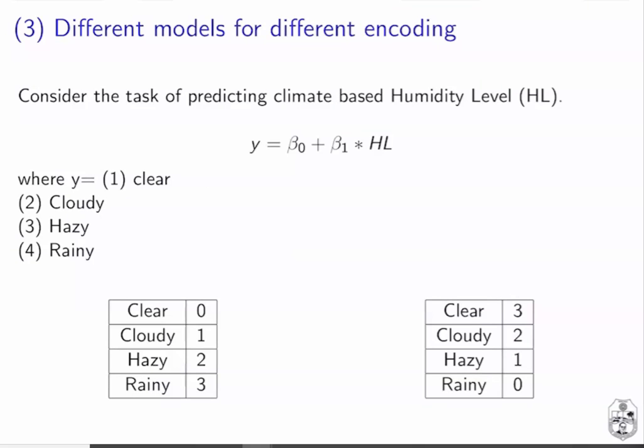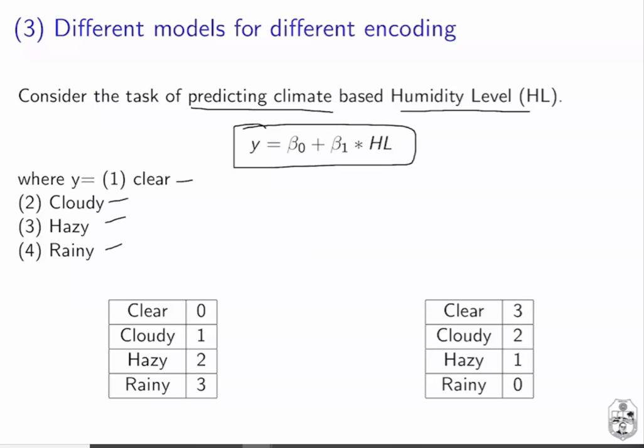The third reason why linear regression is not used for classification is that you will get different models when you use a different encoding. Now let us consider the task of predicting climate based upon the humidity level, and you can use a simple linear regression equation like this. The humidity level takes four values: clear, cloudy, hazy, and rainy.